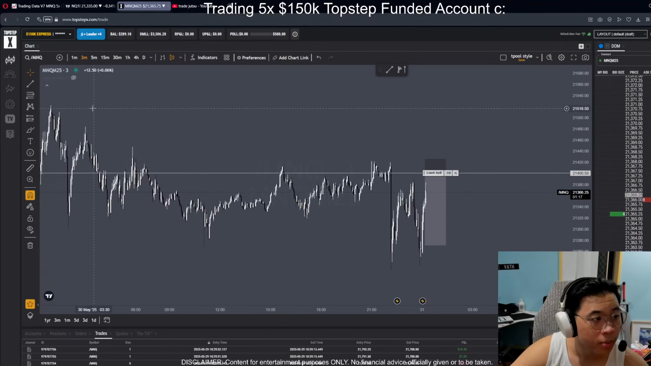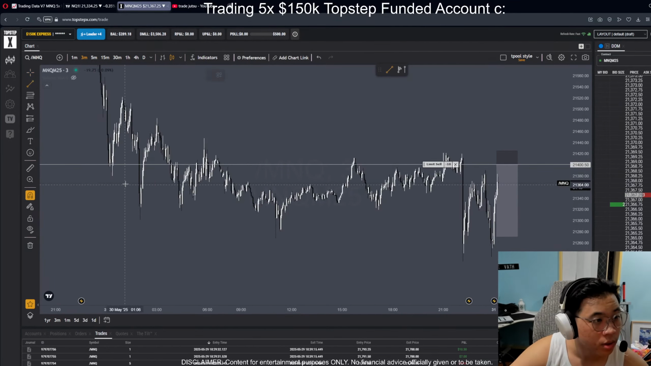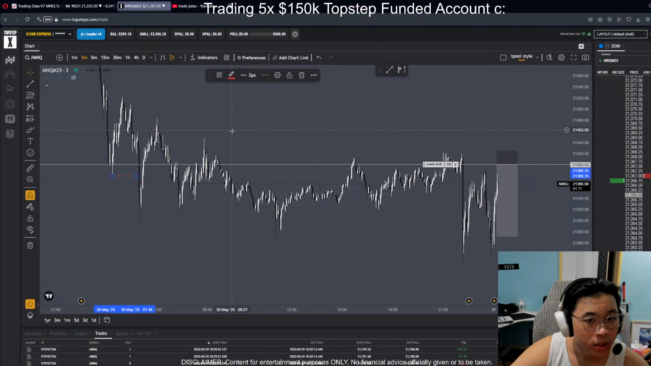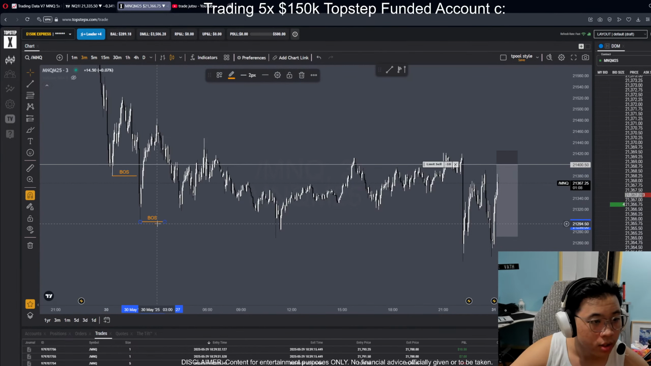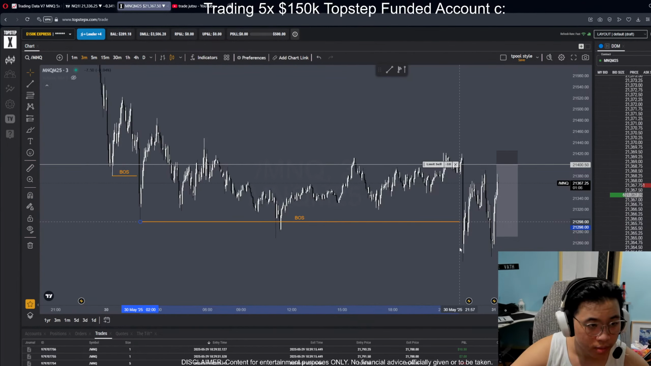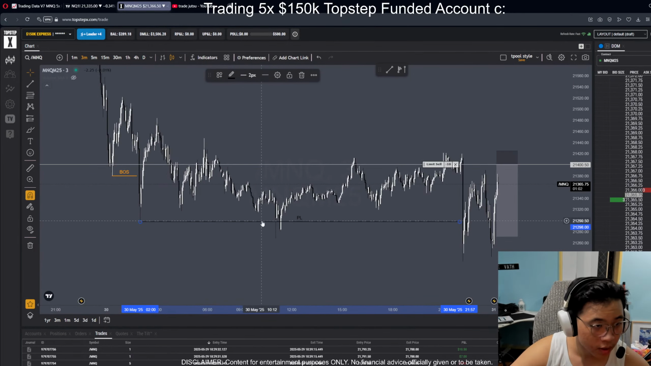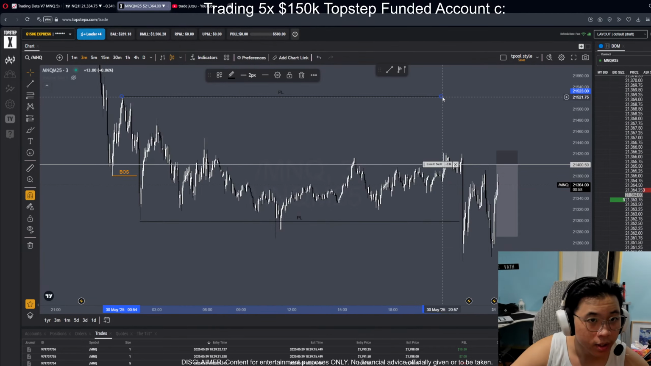We have a bit of choppy price action. I'm just going to try and find the most relative break of structure. As you can see, break of structure here. I'm creating this sort of bearish. We have this protected low, which also had this protected high. Okay.